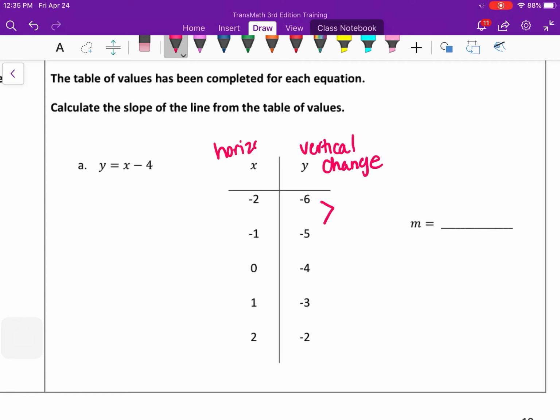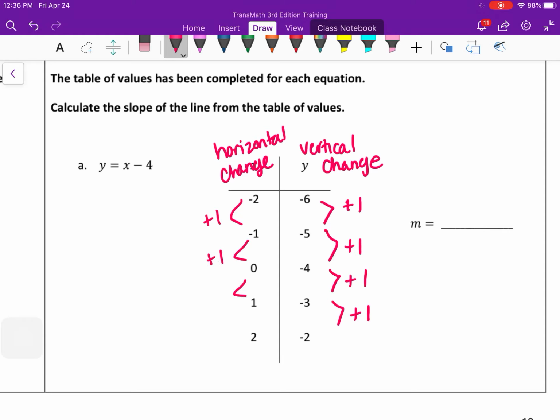And this is your horizontal change. So from negative 6 to negative 5, you're adding 1. Negative 5 to negative 4, you're adding 1. Adding 1, adding 1. Negative 2 to negative 1, that's plus 1 as well. It's not always the same.